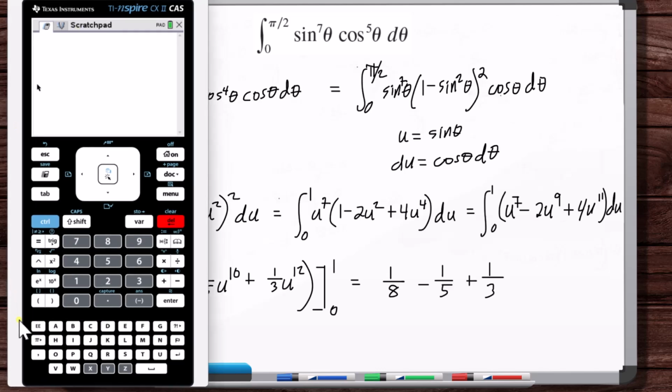Let's just use a calculator here. So 1/8 minus 1/5 plus 1/3. 31 over 120.